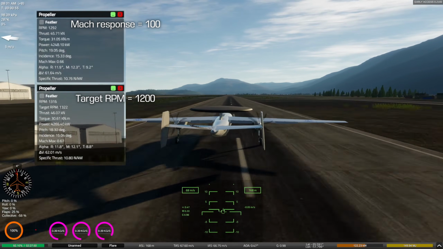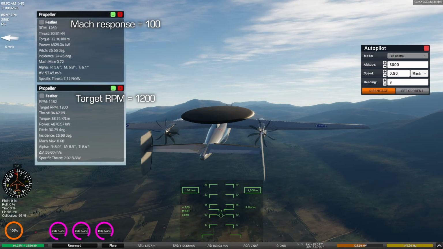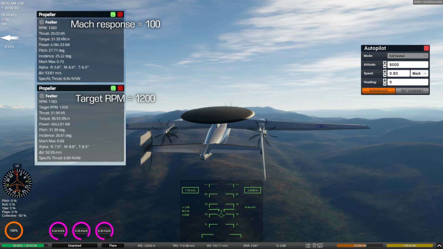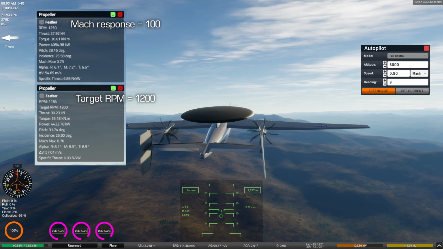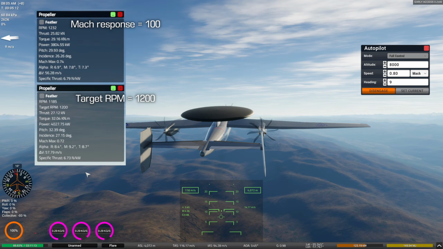This mode is competitive to the target RPM mode due to its ease of use and effectiveness, but the ability to adjust the target RPM mid-flight makes the target RPM mode the most effective for generating thrust across vast changes in speed and altitude.